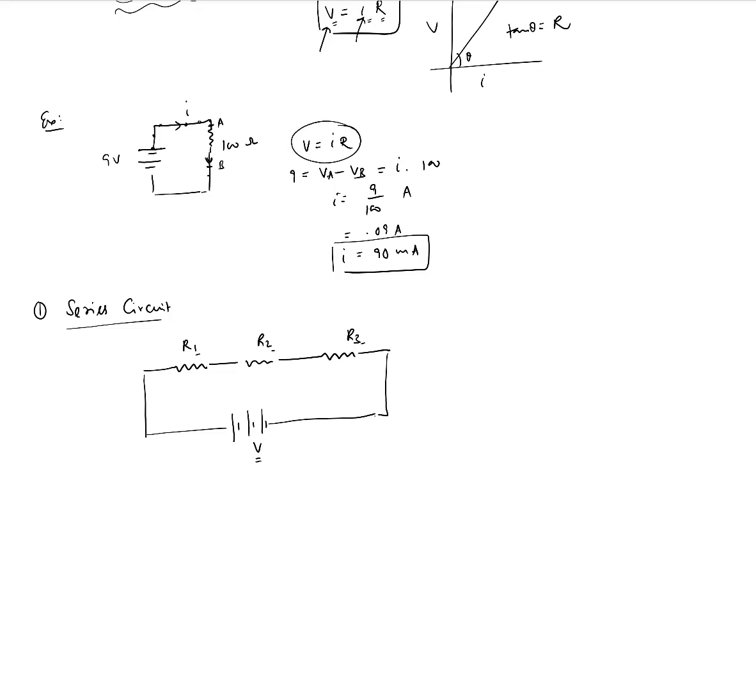All we need is Ohm's law, which says that the voltage drop across a resistor is equal to I times R. So delta V is equal to I times R, and that's what we will apply repeatedly for each of these resistors.